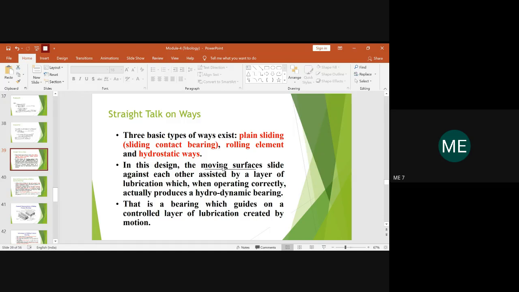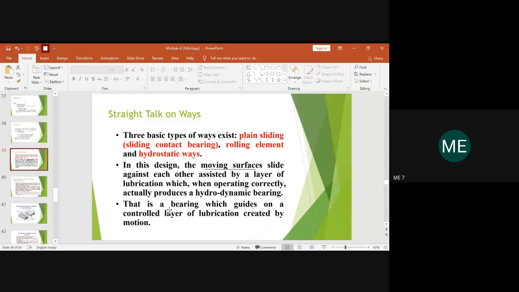So here the moving surfaces which are in contact will slide against each other. Even though they slide against each other, instead of rolling, a layer of lubricant is very much essential. Since the body is in relative motion and you are using lubrication, it falls into the category of hydrodynamic bearing, not hydrostatic bearing. Hydrostatic bearing we have covered already. So this is the other part of hydrodynamic bearing, wherein we will be focusing on only sliding motion.